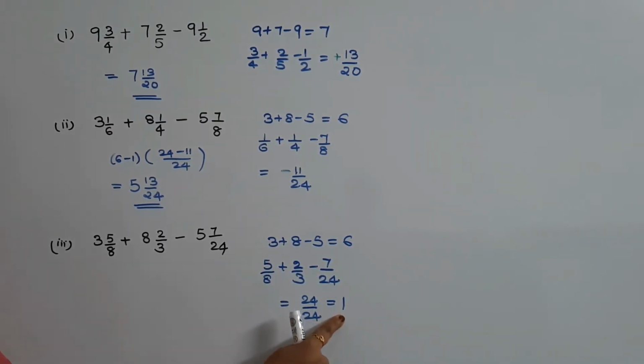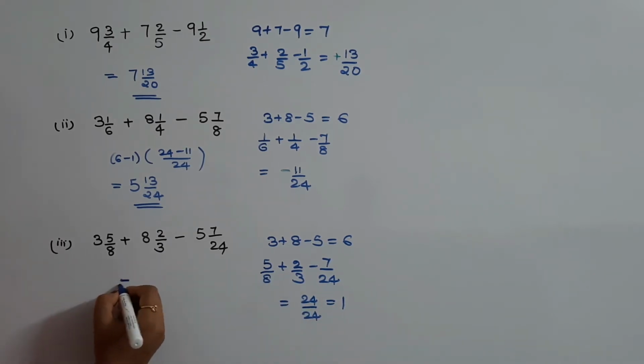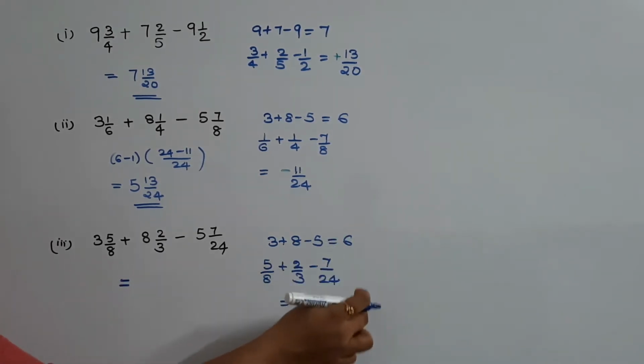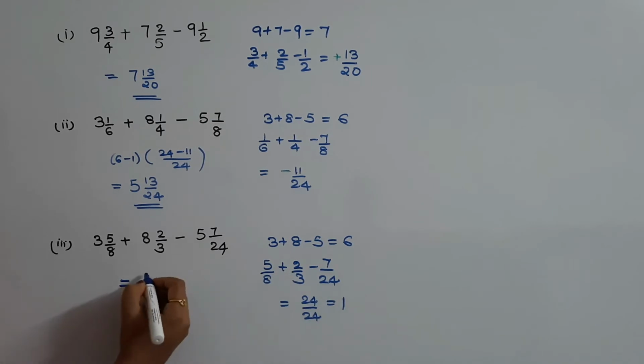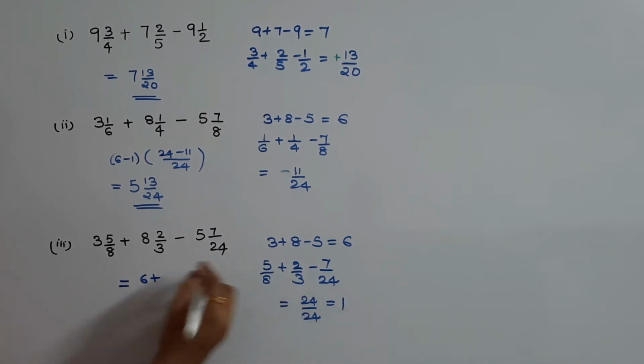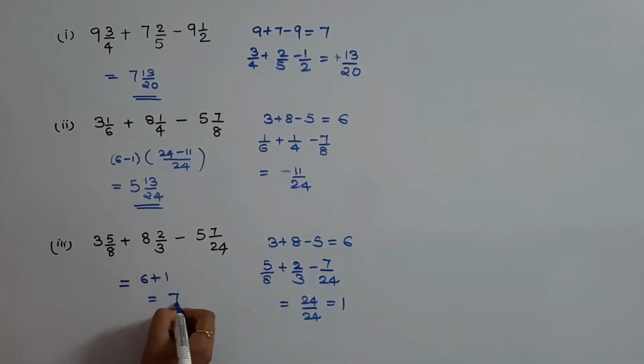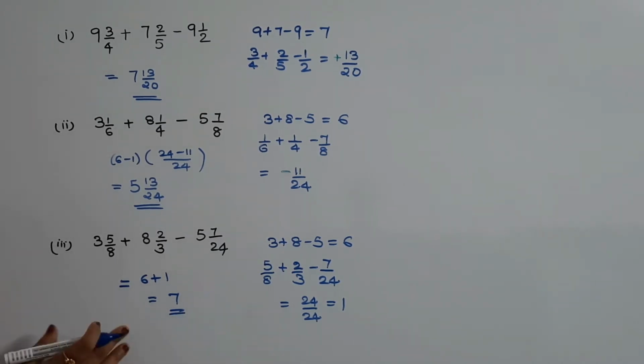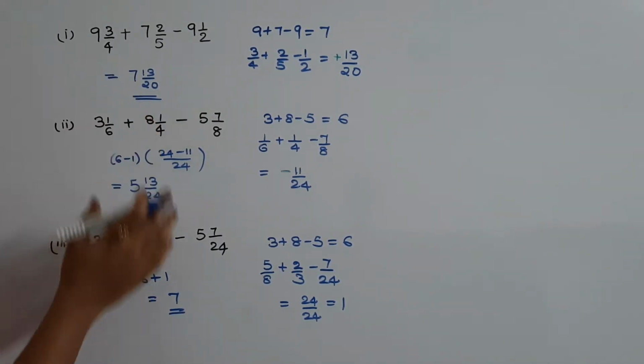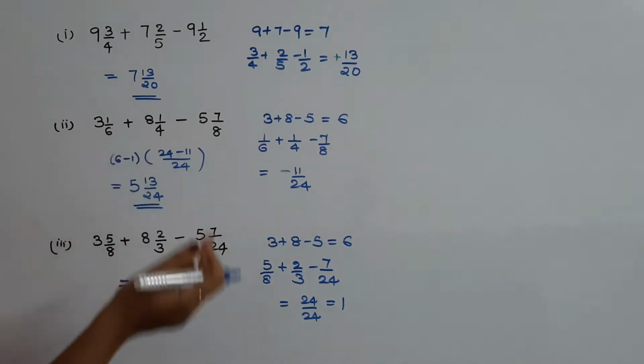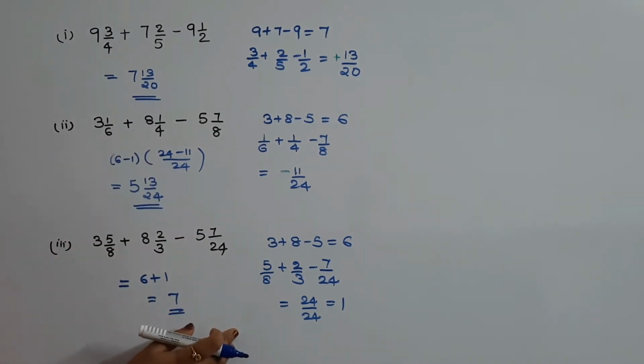So whenever you get a whole number here, the answer will be, just add these two whole numbers, that is 6 plus this one. So the answer will be equal to 7. So this is how you can do these mixed fractions easily without converting them to improper fractions.